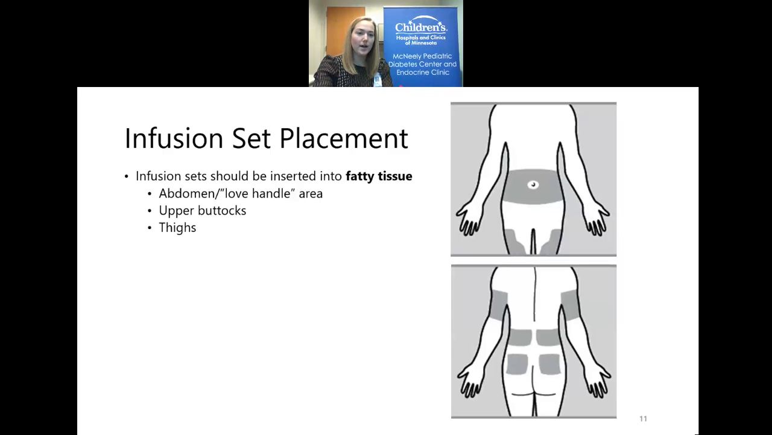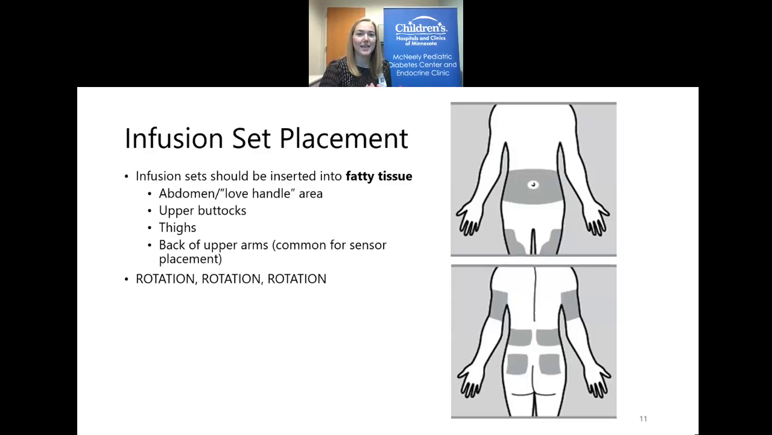We can use our thighs and the back of our upper arms. Back of your upper arms, super common for injections. Also a super common area for sensor placement. So if you are a sensor user or you're interested in sensor usage, back of arms is the most common place to put them.